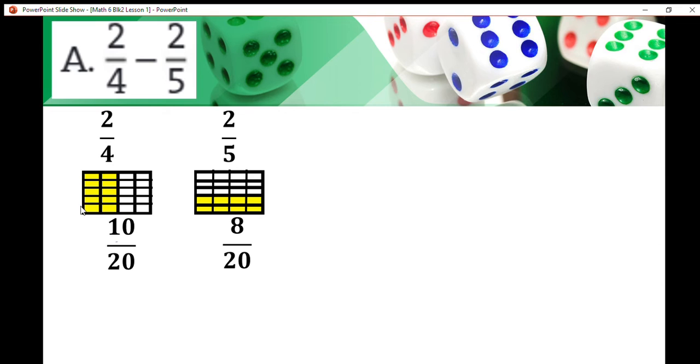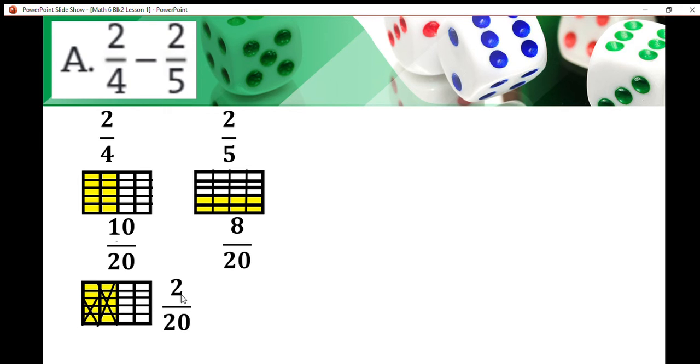So where did we get 20? It is now the total number of strips. They have the same denominator, so we'll now perform subtraction. From 10 over 20, we will subtract 8 parts of it. So 1, 2, 3, 4, 5, 6, 7, 8. So we'll cross it out. And the remaining is 2. So the answer is 2 over 20.